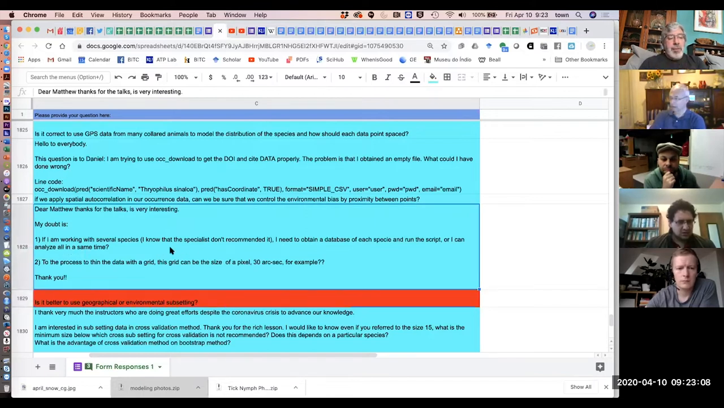So actually the question just above it is interesting. If I'm working with several species, do I need to obtain a database for each species and run the script individually, or can I analyze all of them at the same time? This is about thinning your data. And second question, to thin the data, can I use the grid pixel size as a thinning guide?